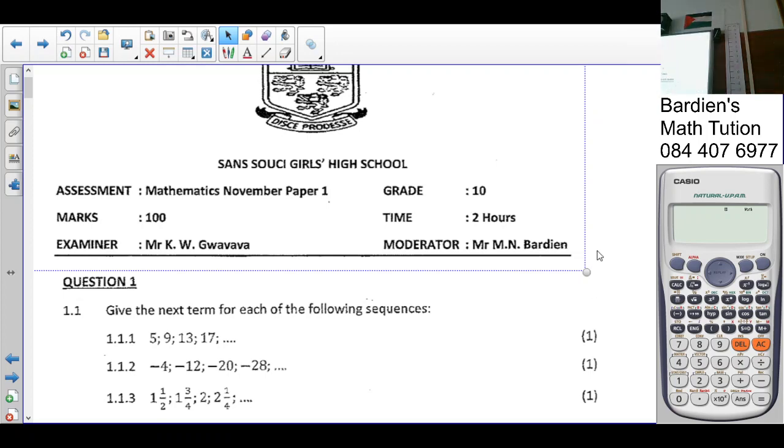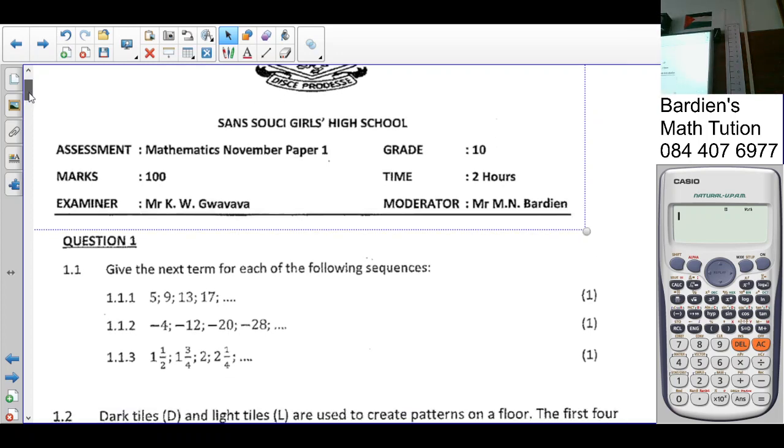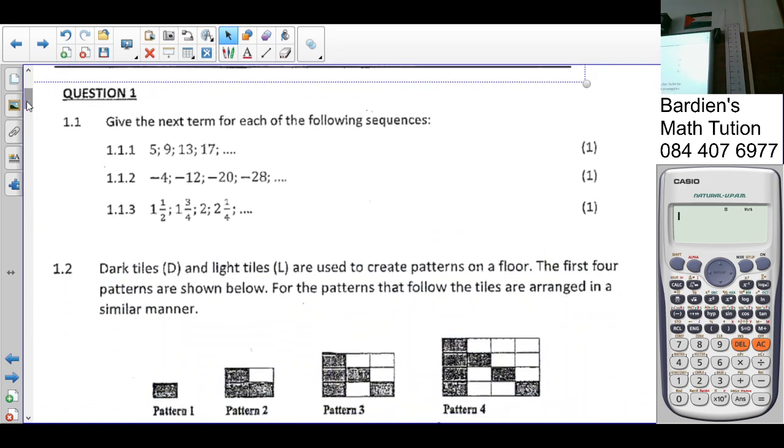The first question. We are given question 1. Give the next term of each of the following sequences. So how do I move from 5 to 9? I added 4. Then I add 4. Then I add 4. If I add 4, I'm going to get 21. Not so? The next one, how do I get from negative 4 to negative 12? Subtracting 8. Not so? Am I right? So if you subtract 8, I'm going to get negative 36.